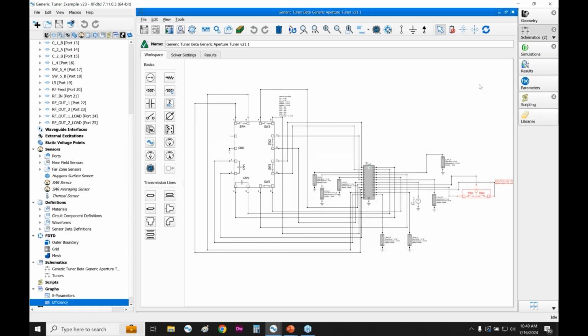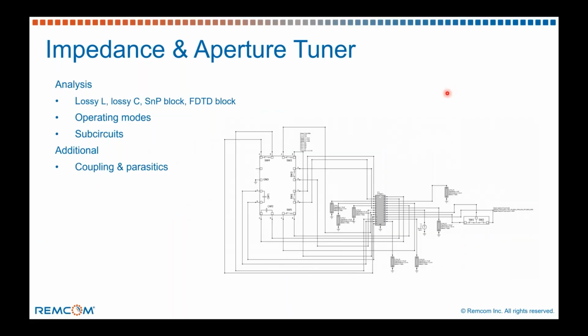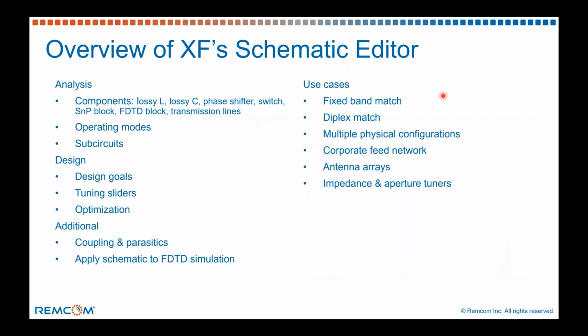So that pretty much wraps up the examples that I wanted to show. And just again, in summary, we looked at how the schematic is defined with all the different components, operating modes, subcircuits, and then you go about designing it using design goals, tuning sliders, and optimization. We can also account for the matching network parasitics, and we can apply that schematic back to the full wave results. And these are the different use cases that we took a look at today.